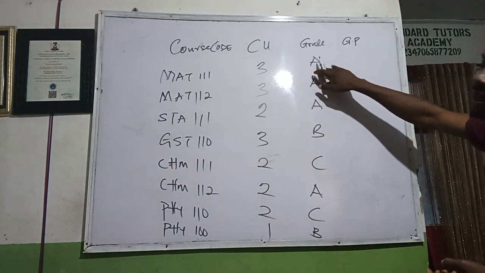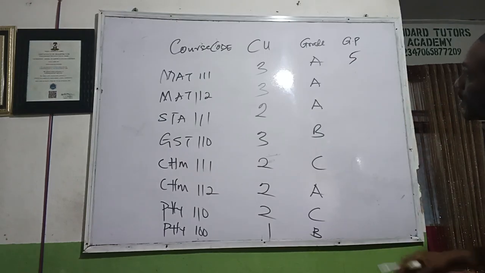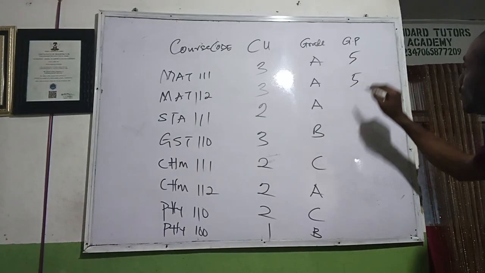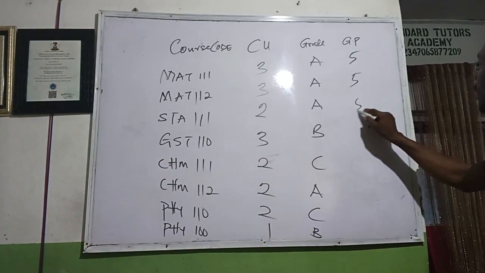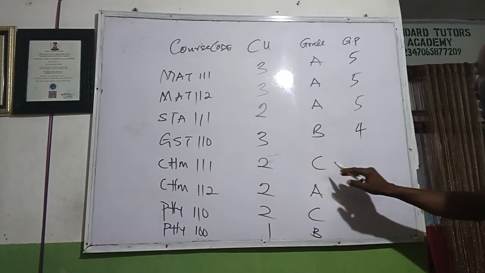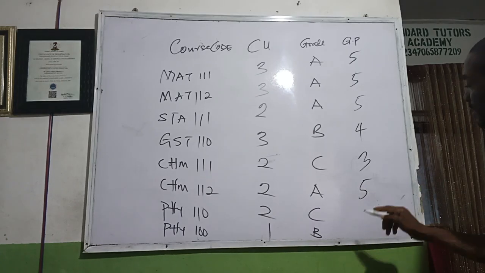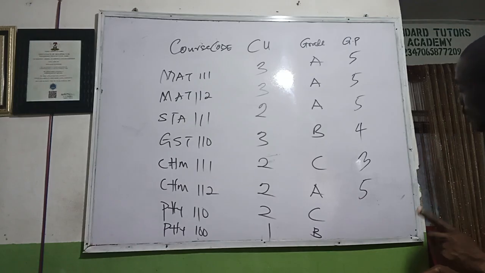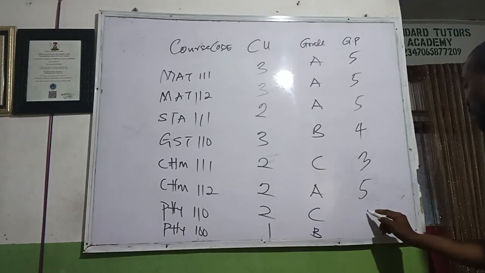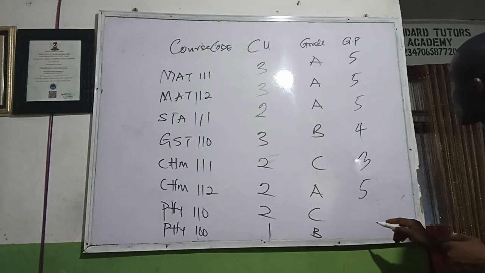Anywhere you see A in your result, A represents 5. Is it clear? B represents 4, C represents 3, D represents 2, E represents 1, and F represents 0. I don't want to go into E, F, and D, so let's forget about it. I can just tell you what they mean.